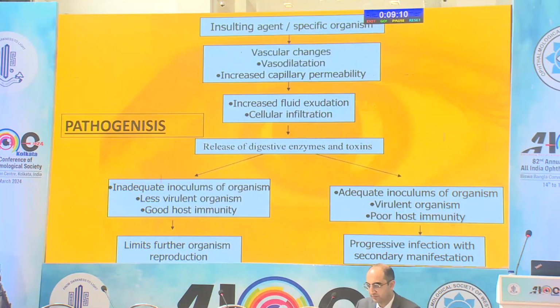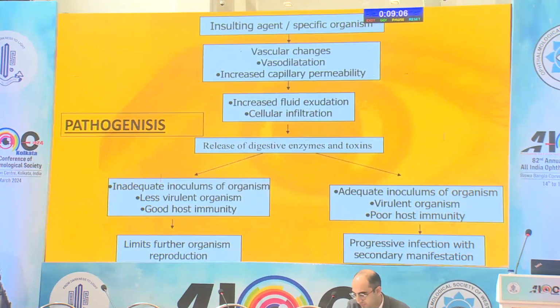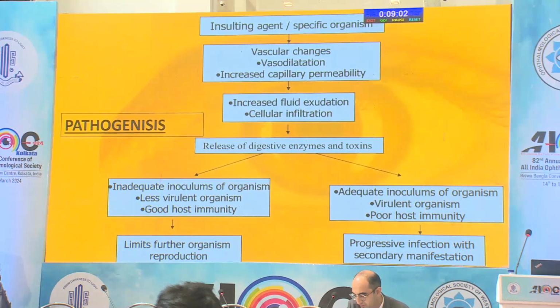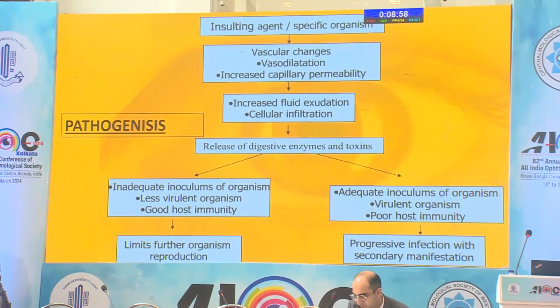So if you look at the pathogenesis, we know that an insulting agent or an organism, due to its virulence or its capability to cause multiple vascular changes, vasodilatation, increased permeability, and thereby due to the release of their digestive enzymes and toxins, they cause progressive infection with secondary manifestation. So that's what causes endophthalmitis, and it's more in a host with a poor immunity or an immunocompromised host.